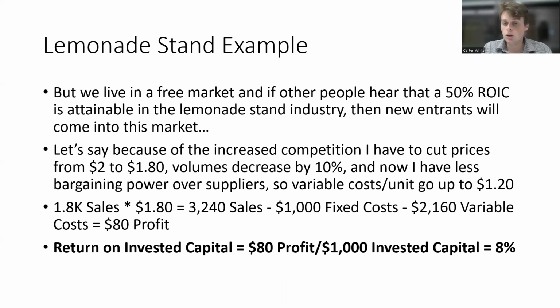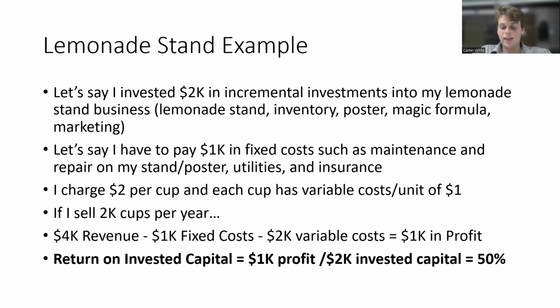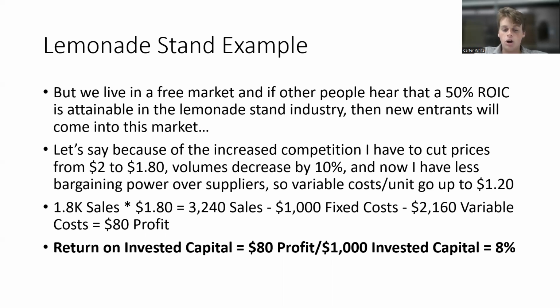So it doesn't look like that big of a deal, right? From $2 to $1.80, $1 to $1.20 in variable cost per unit. But if you do the math of 1.8 thousand sales times that price minus the fixed and variable costs, you end up with only an $80 profit versus $1,000 here. And your ROIC is only 8%, which is probably right around your cost of capital.